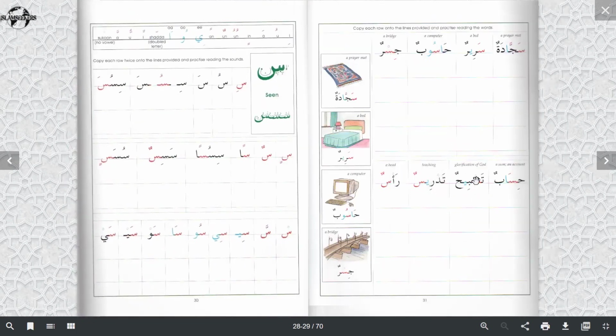Page 30. The letter Sin. Line 1. Si, su, sa. Line 2. Sin sun san. Si su san. Sa si sun. Su sa sin.